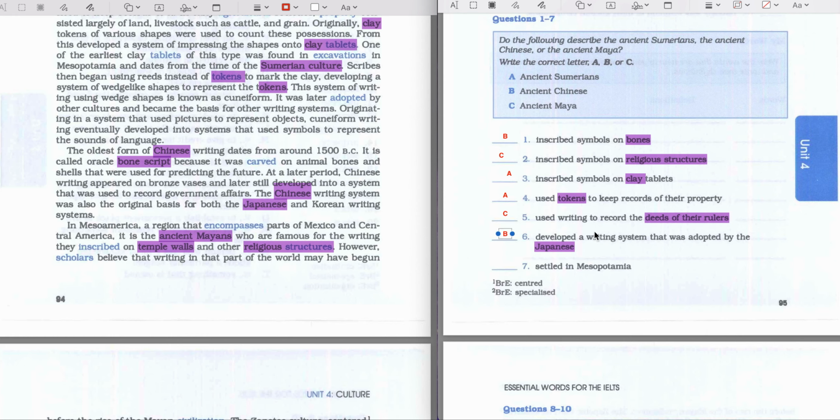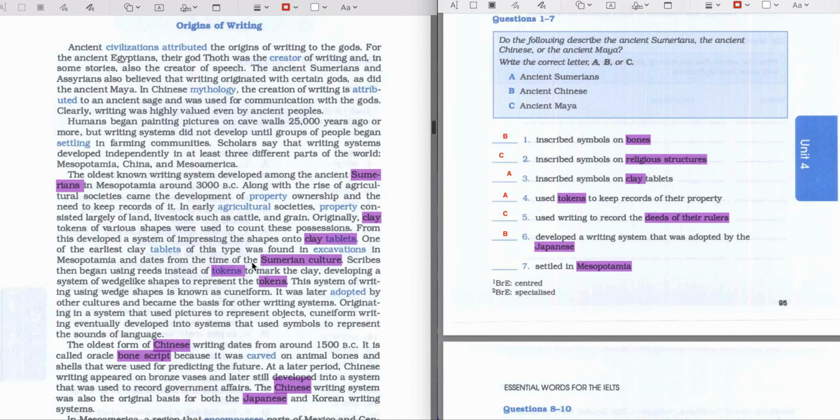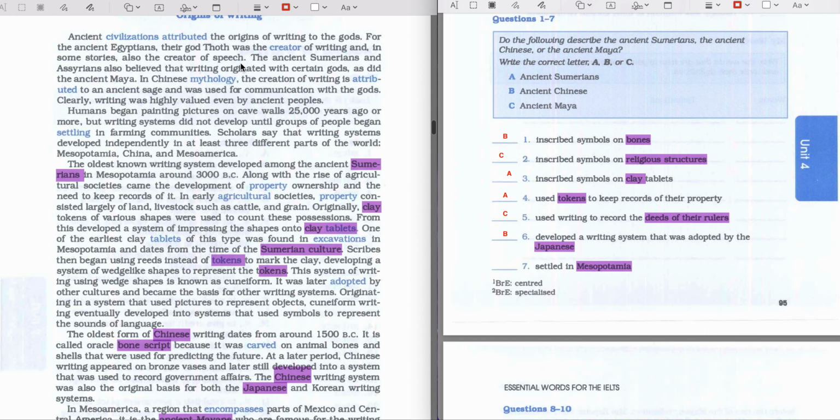Let's go further. Settled in Mesopotamia. So our keyword is Mesopotamia. Let's try to find exact this word here in the text. So let's scan the text. Okay, we see Egypt, Maya. I just try to find these keywords, so not to focus on any other words. So here there is a word Mesopotamia, and it was just counting all different parts of the world, like Mesopotamia, China, Mesoamerica, but it doesn't give any information who lived there.